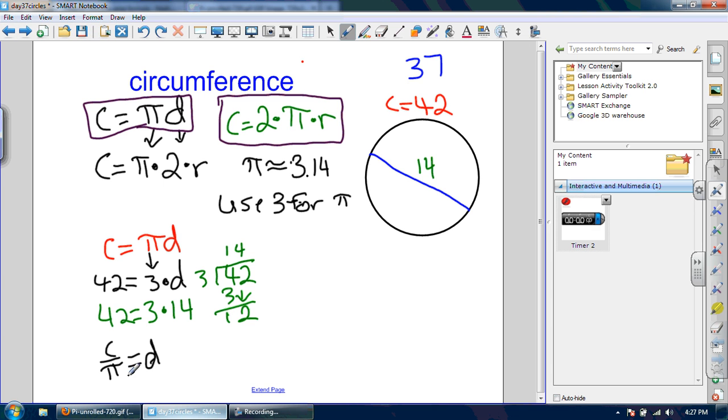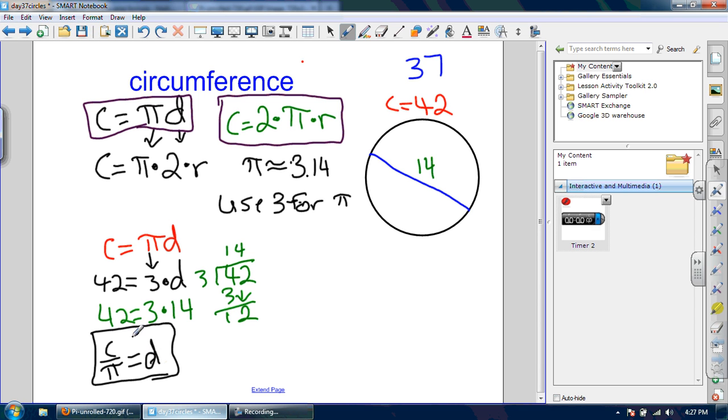So now we have this bonus formula, and this can be used to figure out the diameter. We can always figure out the diameter by taking the circumference, the distance all the way around the outside of the circle, and dividing it by pi. So here's one more formula to remember. Okay?